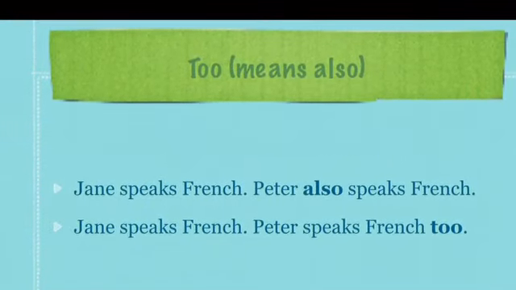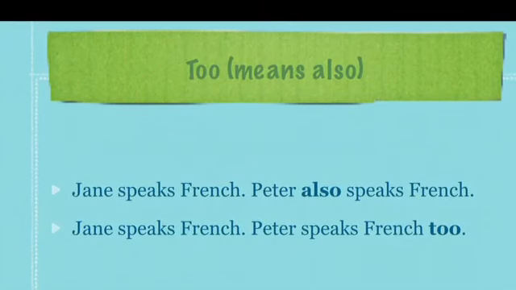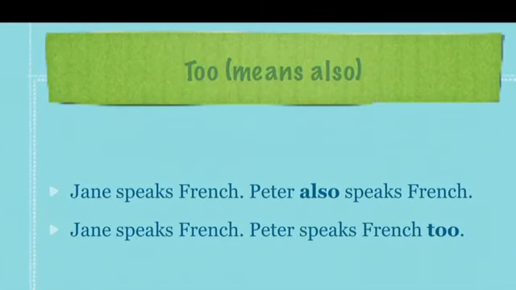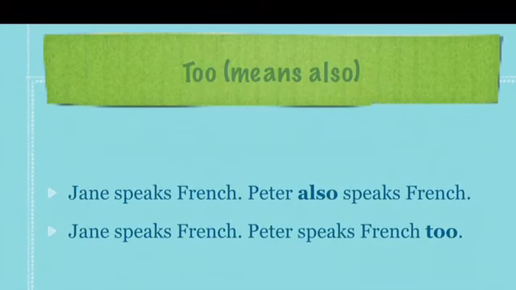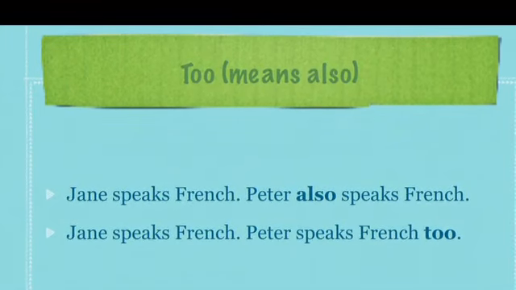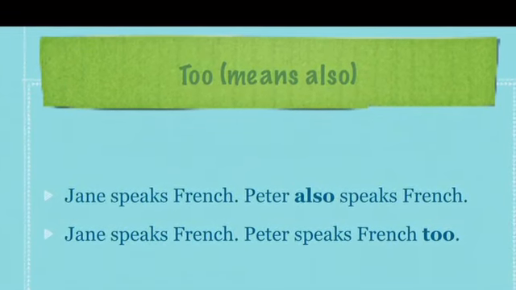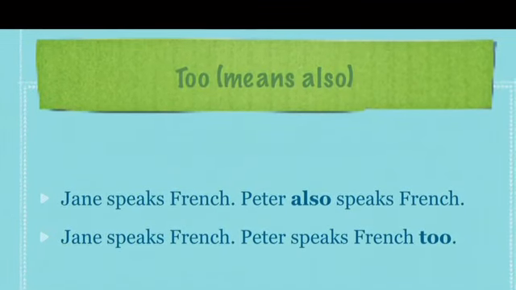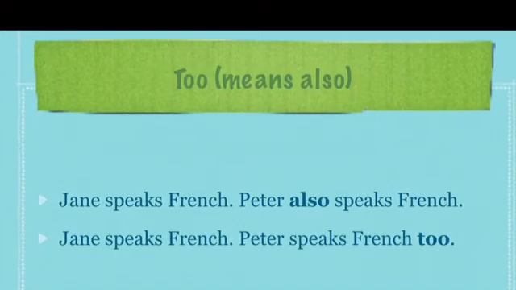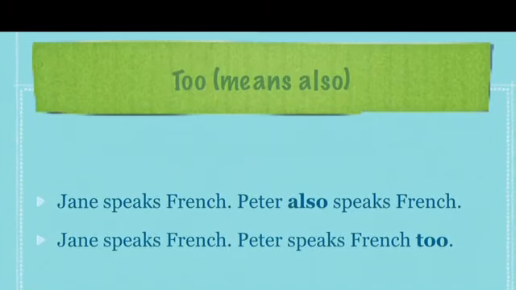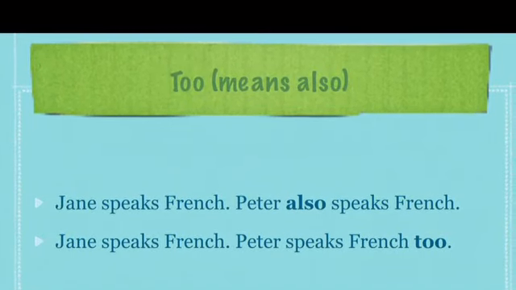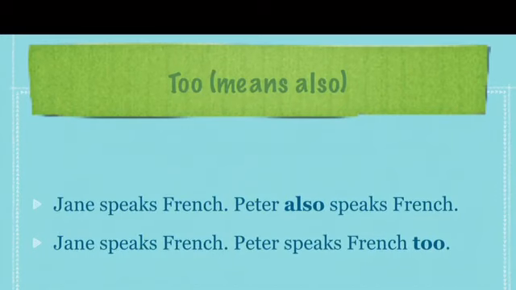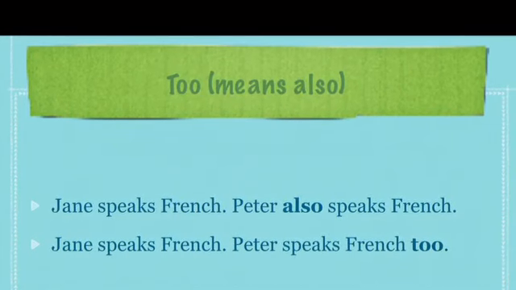The second one was too. Too means also. Here we have the examples. Jane speaks French. Peter also speaks French. So we have two people who speak French. In the second one, we change also for too.